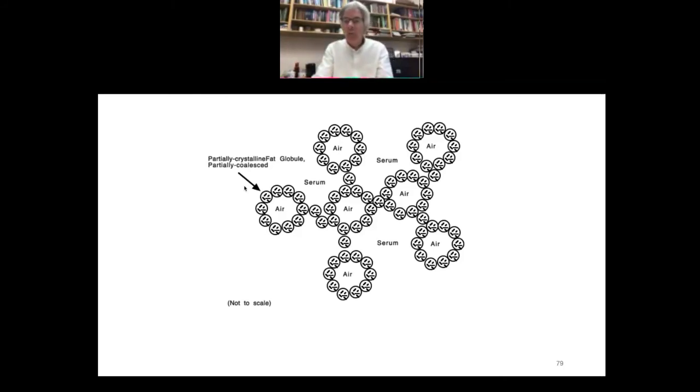fat droplet network. So come back to my question, where is the water? The water is still here, the serum phase. It's just trapped and held within this fat globule network, which is a continuous network now that will exist throughout the whole of the whipped cream product.